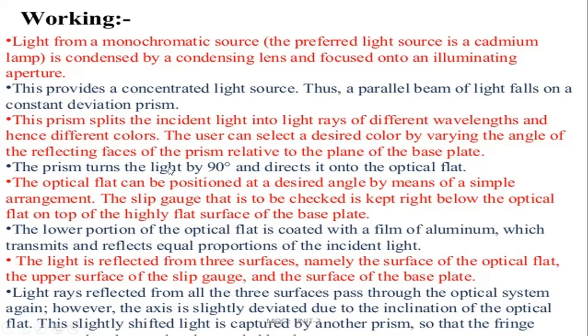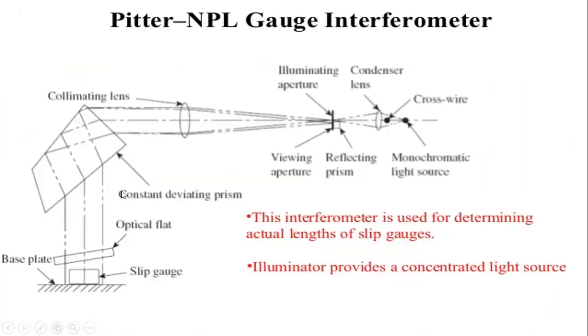So the constant deviation prism's reflected face is set relative to the plane of the base plate. Then the prism turns the light by 90 degrees and directs it onto the optical flat. So what the constant deviation prism does is move the rays by 90 degrees, so they are deviated onto the optical flats, that is, reflected to the optical flats.